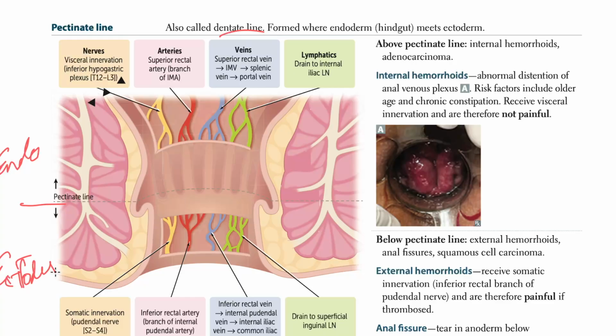So let's talk about above the pectinate line. Above the pectinate line, you have internal hemorrhoids, and there is a risk of causing adenocarcinoma. What are internal hemorrhoids? Let's talk about them. They are the abnormal distension of the anal venous plexus. Look at picture A. Risk factors include older age and chronic constipation. They receive visceral innervation and are therefore not painful. So they're not painful, and they occur in older, chronically constipated people.